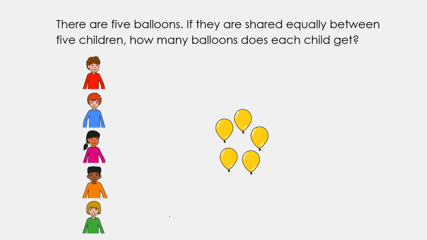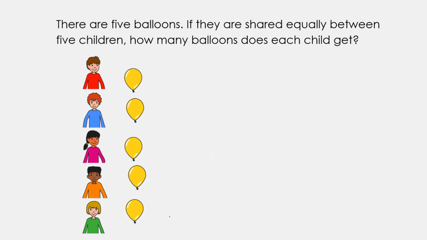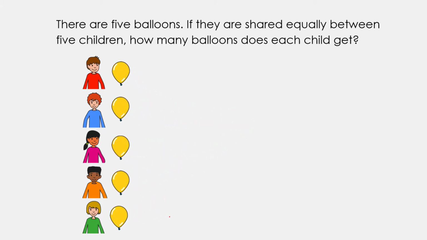Here's our new problem. There are 5 balloons. If they're shared equally between 5 children, how many balloons does each child get? How would you think about it? By all means, pause and work it out yourself first. So in our old method, it would have been 1 balloon each. What about this? What did I do differently?